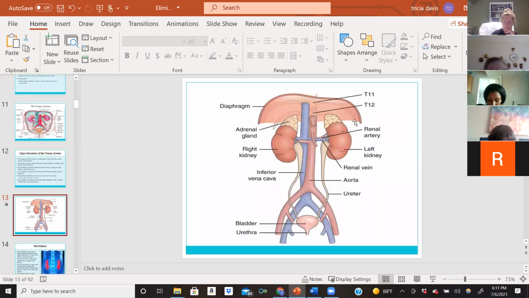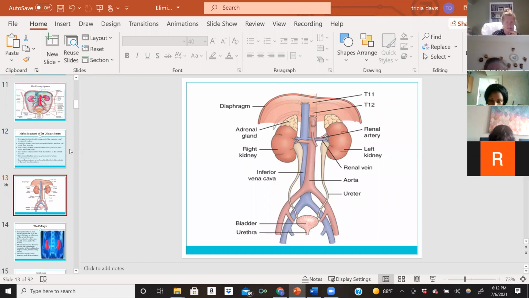So this is your kidneys here, your left kidney, your right kidney. These are your ureters. Here's your bladder. There's your urethra, just to give you an anatomical view of what that looks like.